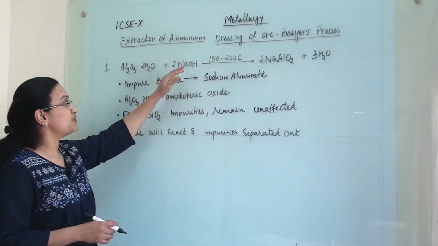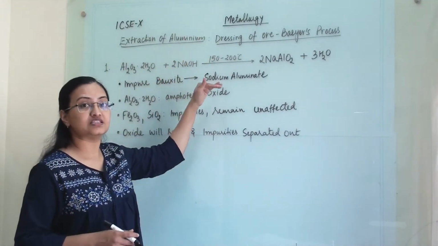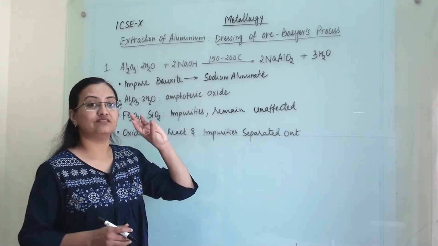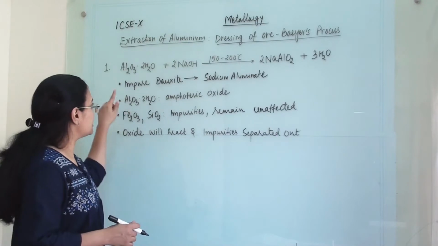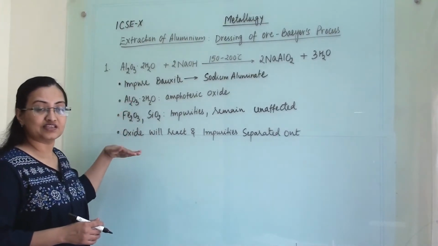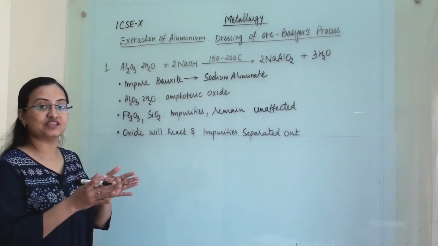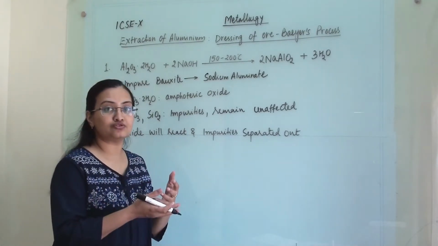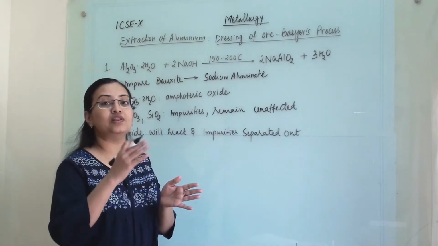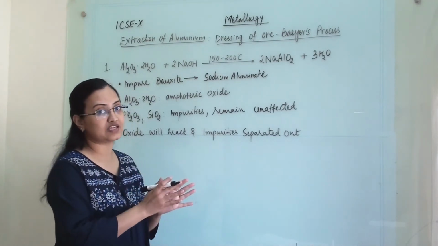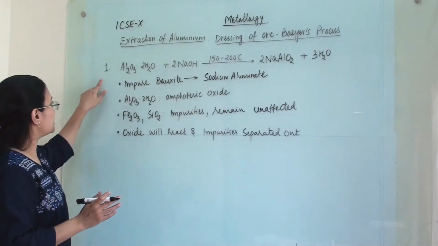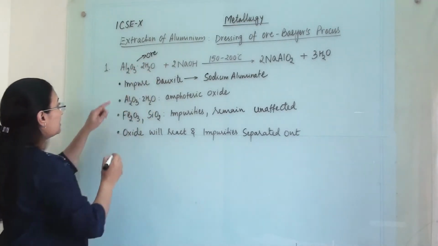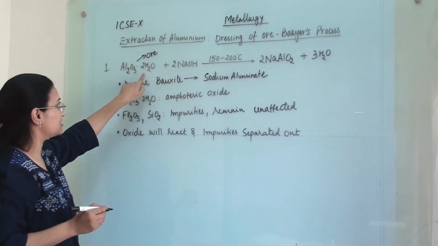In this process we are doing dressing of ore, and this first step of the extraction of aluminium has three different steps. First we will understand what we are doing, then the second step and third step. Along with this I am covering the reason why we are doing so and what will happen if we follow this chemical process. So the first step: this is our bauxite ore, Al2O3 2H2O.